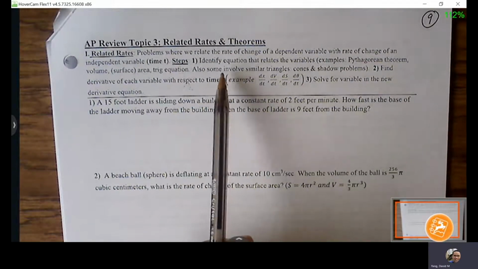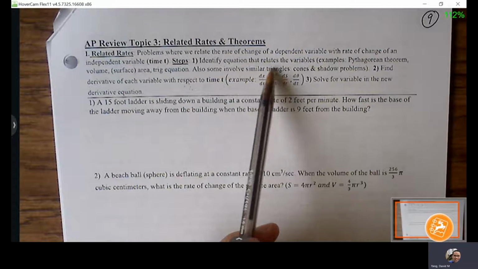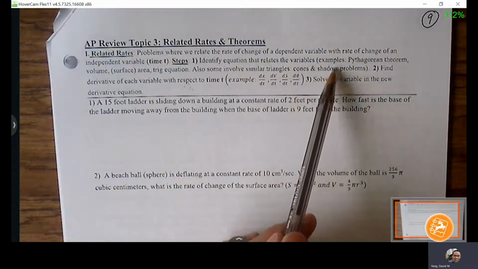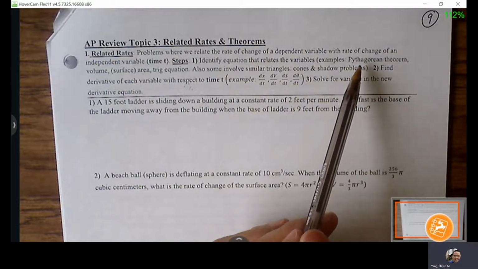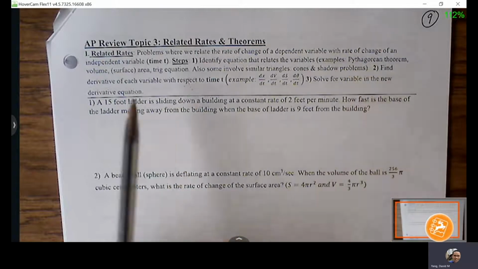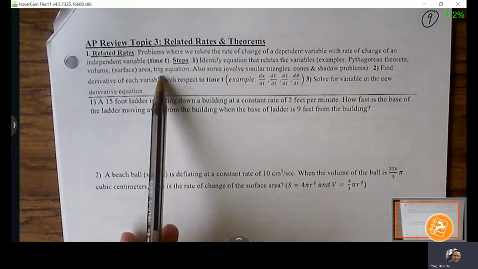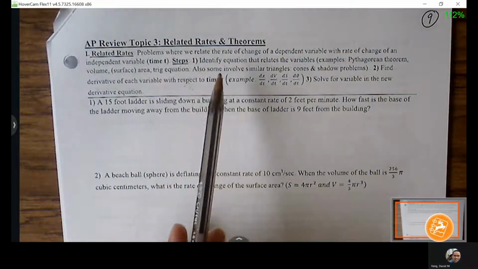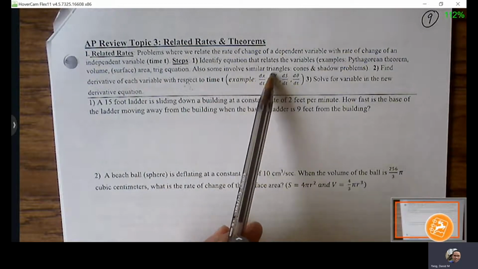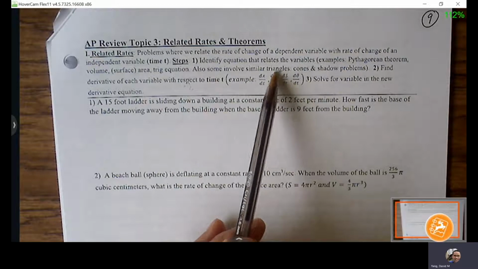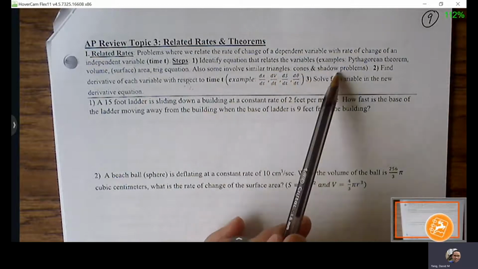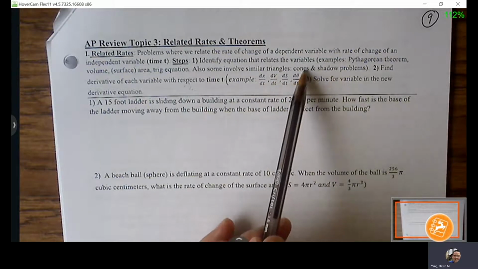Right, so here are the steps. We're going to identify the equation that relates the variables. So for example, it could be a Pythagorean theorem problem, which is a common one. Could be a volume problem, could be surface area, could be a trig equation problem. Also, there are some similar triangle problems that are a bit more involved, such as cones and shadow problems. We'll look at a cone problem on this page later.